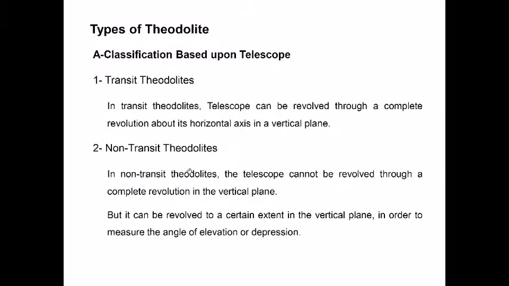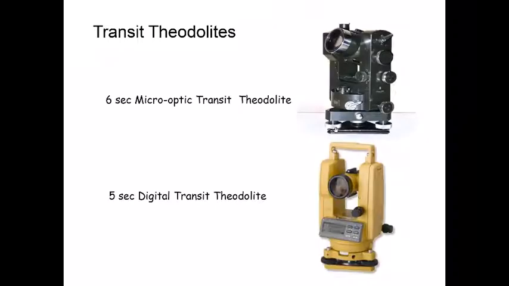The difference is very simple. In a transit theodolite, the telescope can be revolved through a complete revolution about its horizontal axis in a vertical plane. Let me explain it with the help of a diagram. So these are examples of our transit theodolites. This one is available in the lab. This is the telescope over here, object glass and the eyepiece at the other end. At the top, you have the sight finder.